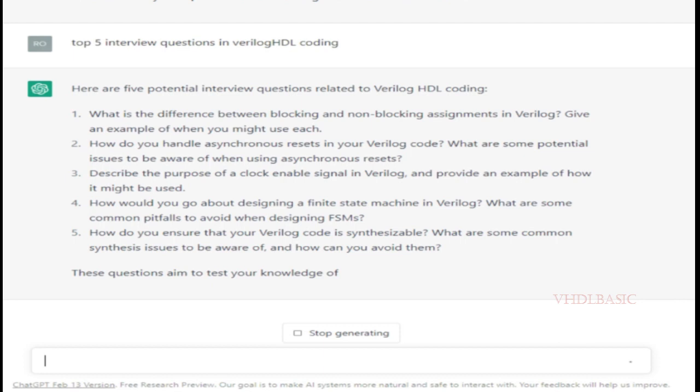By following these guidelines and best practices and being aware of common synthesis issues, we can write Verilog code that is easily synthesized and produces the desired hardware behavior.